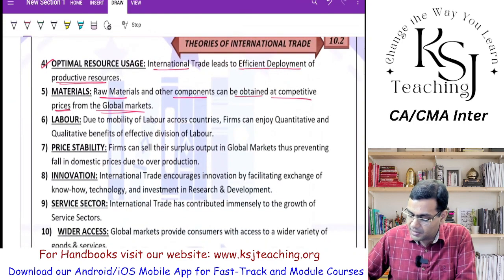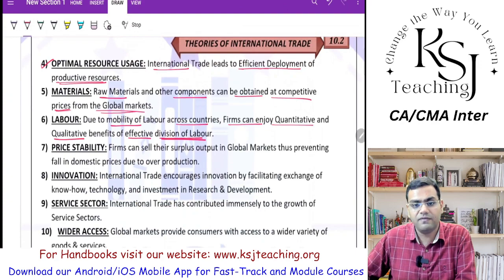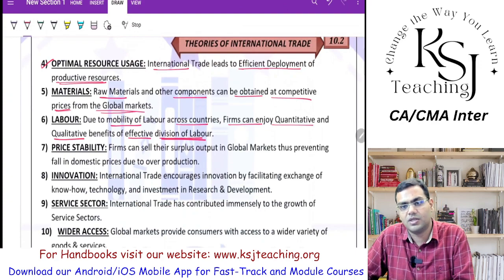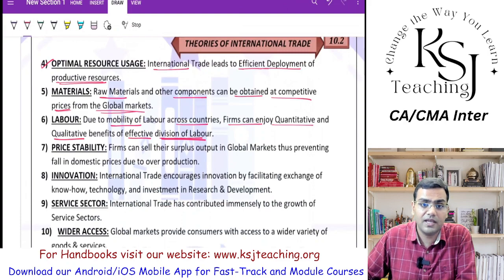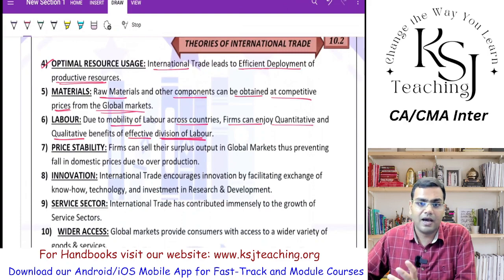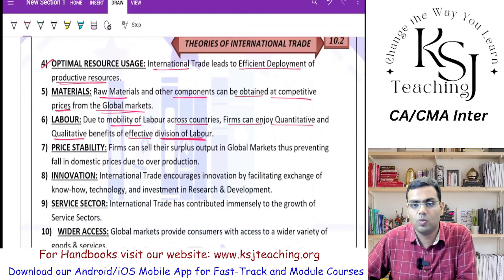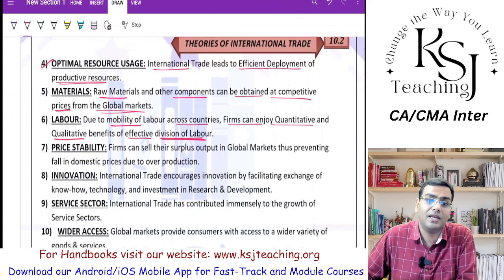After that, labor. Due to the mobility of labor across countries, firms can enjoy the quantitative and qualitative benefits of the effective division of labor. If you have excess labor here, you can send it to another country, or if you have a shortage of labor, you can ask your friend country to send some people to work here, right? Obviously you will pay for that, but what is happening is the exchange of labor across the nations, which will help all the nations, even the nation receiving the labor services and the nation sending the labor services, right?